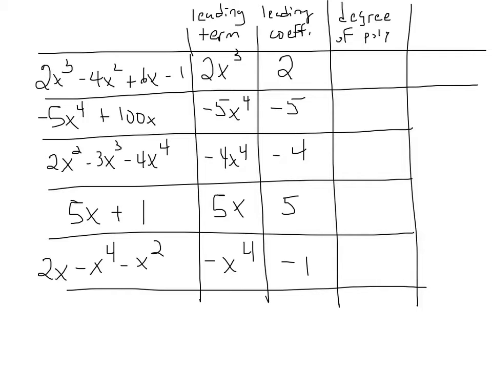And then the degree of the polynomial is simply the term of highest degree, but that's the leading term. So all we need to do for the degree of the polynomial is just pick off that exponent right there. So this is a third degree polynomial. This one's fourth. This one's also fourth. This one is a first degree polynomial. And this one is back to being a fourth degree polynomial.